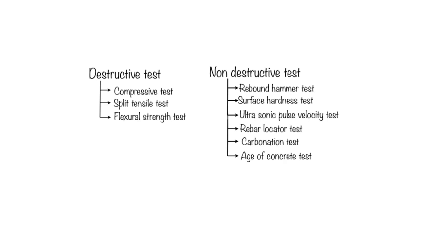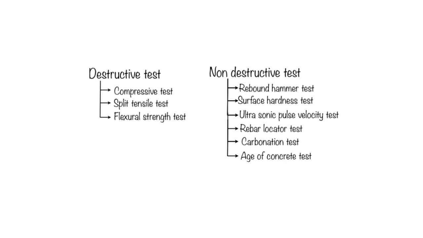Compression test is the most common test conducted on hardened concrete, partially because it is easy to perform, and partially because most of the desirable characteristic properties of the concrete are qualitatively related to the compressive strength. Compressive strength has a standard specification mold, based on which we have to determine the 28 days cube strength.